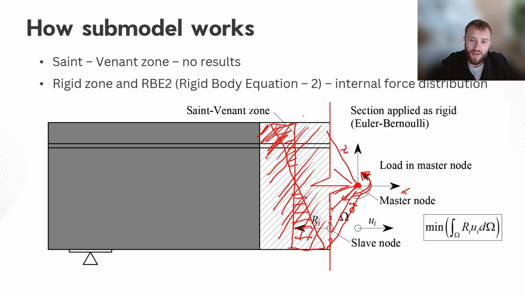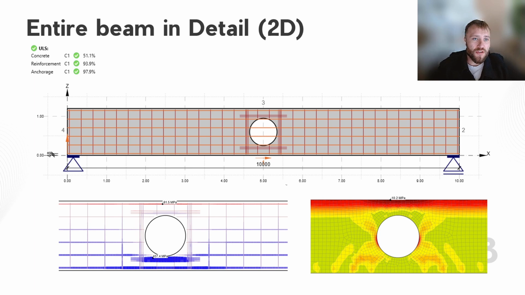The Saint-Venant zone part is not analyzed, but the part beyond this threshold will be analyzed, and in this part the 1D internal forces are properly redistributed into the 2D wall. So the goal is that you will not receive any stress concentrations or artificial peaks on the model itself. This is a highly beneficial and highly accurate approach for the distribution of the 1D forces. Okay, so let's go ahead to how it works. We will do two models. One is the entire beam, to compare the results with the submodel.